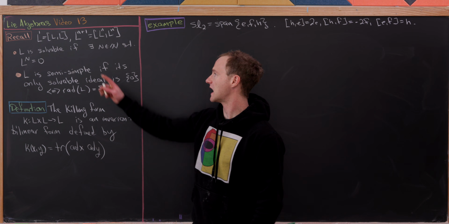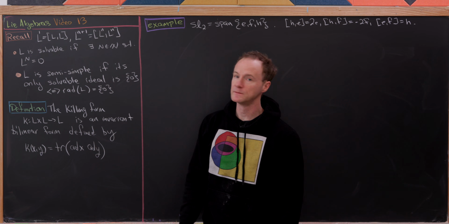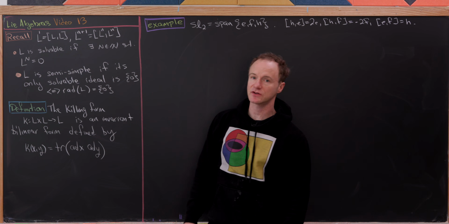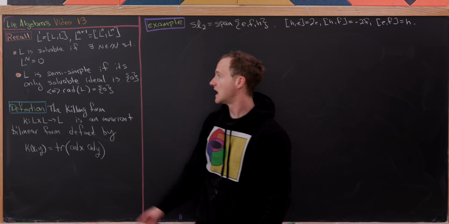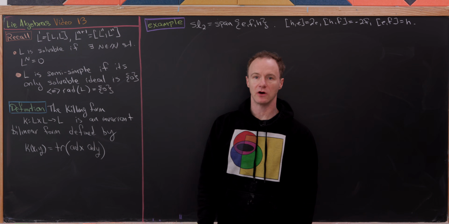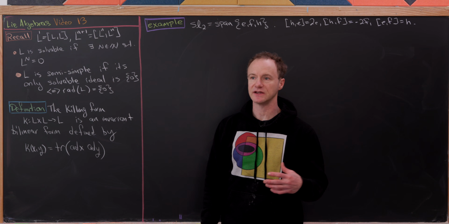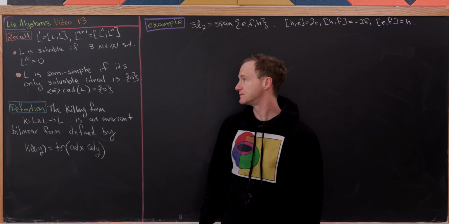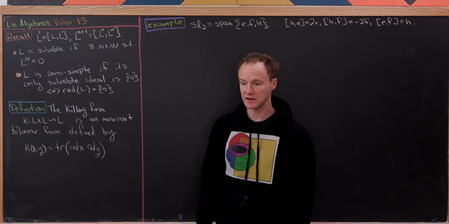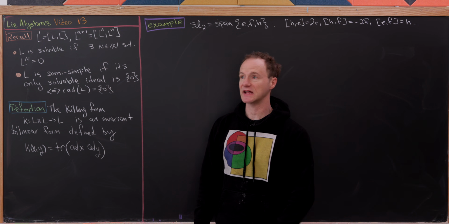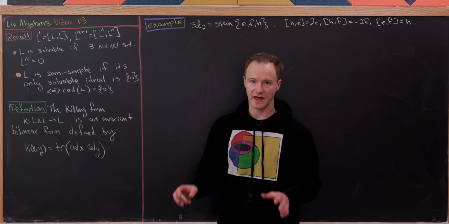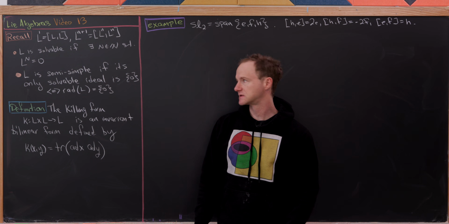Then let's recall that L is called solvable if there exists a natural number N so that L^N is equal to 0. But of course, that means that L^n is equal to 0 whenever little n is bigger than or equal to capital N. So it truncates that series of the L upper index.